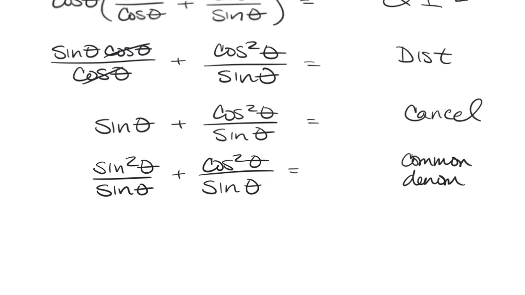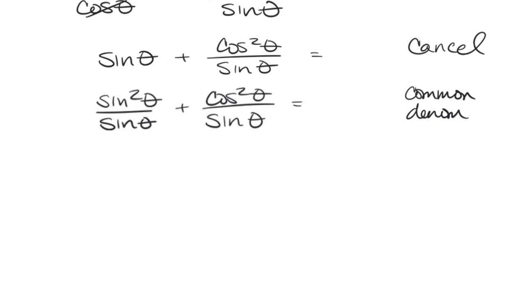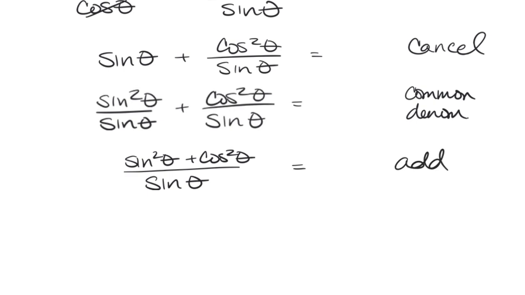Give it a common denominator. Why didn't we square it? Remember, just the step before, sine had a denominator of 1. So you multiply both by sine, so then sine times sine is sine squared. Once they have the same denominator, we can actually add them together. So we write it as one fraction with sine squared of theta plus cosine squared of theta on top. This is just adding fractions.